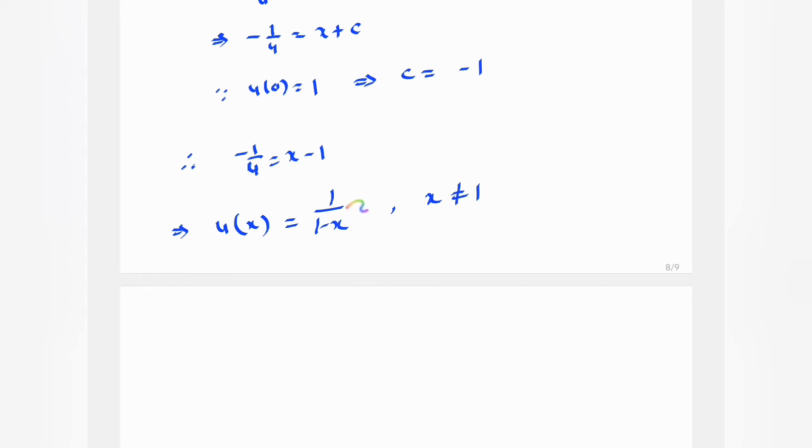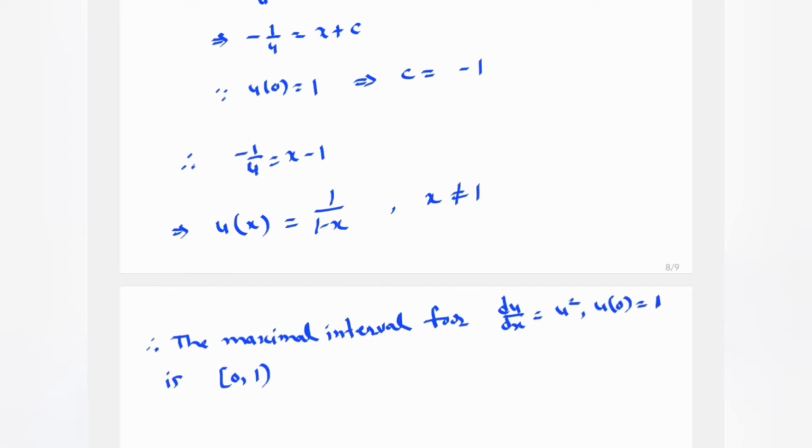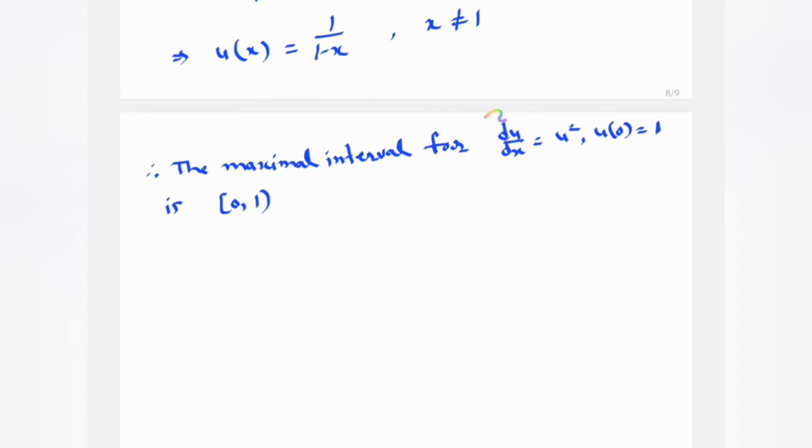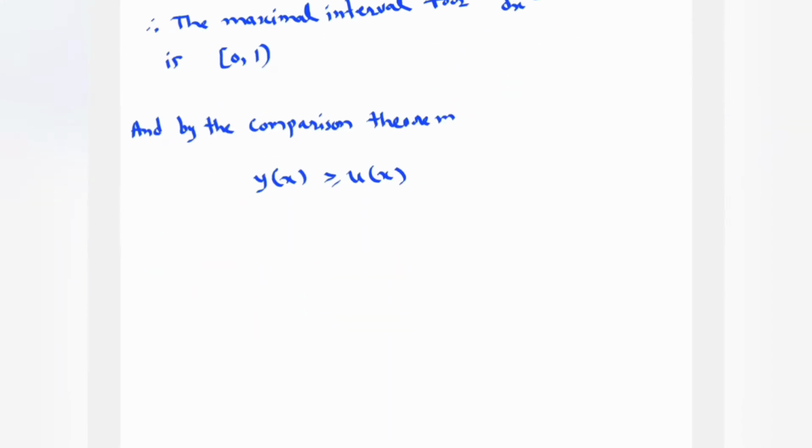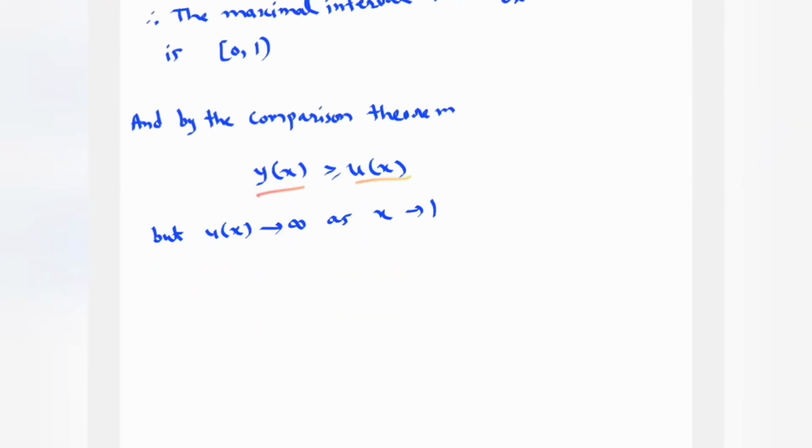So the solution blows up at x = 1. So the maximal interval for du/dx = u² subject to the condition u(0) = 1 is [0, 1), where 1 is not included. And by the comparison theorem, y(x) ≥ u(x) and u(x) tends to infinity as x tends to 1. Therefore y(x) cannot exist past 1.